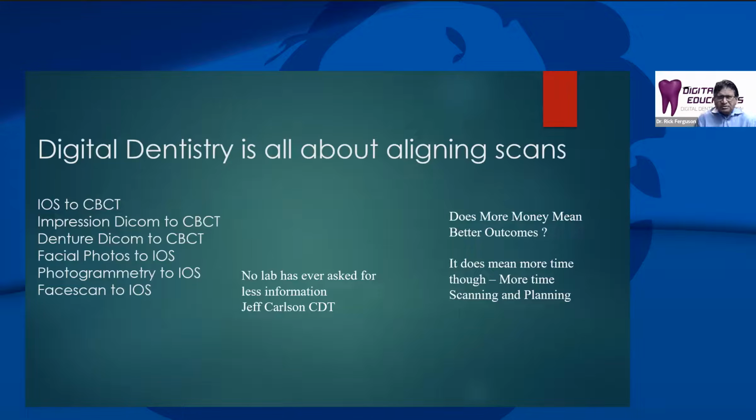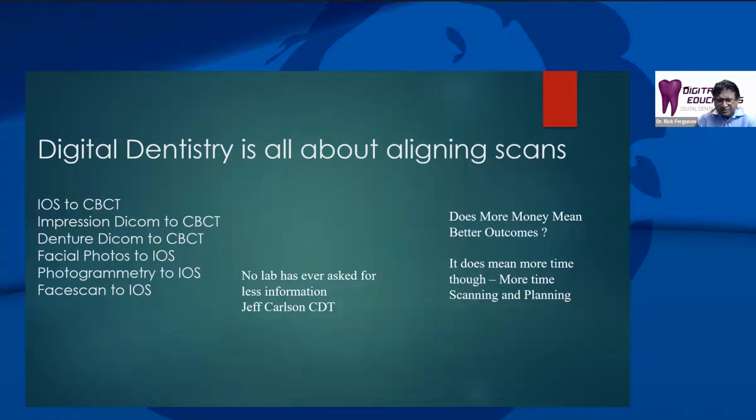Digital dentistry is all about aligning scans. Take case type 1, for example. You're aligning an IOS to a CBCT. Case type 2, you're aligning a DICOM to a CBCT. It's an impression, a DICOM, a CBCT of the impression, but you're aligning it to the CBCT. The dual denture scan technique, you're aligning a DICOM or CBCT of a denture to a CBCT of the jaw. Facial photos to IOS, that's something I'm going to talk about today.